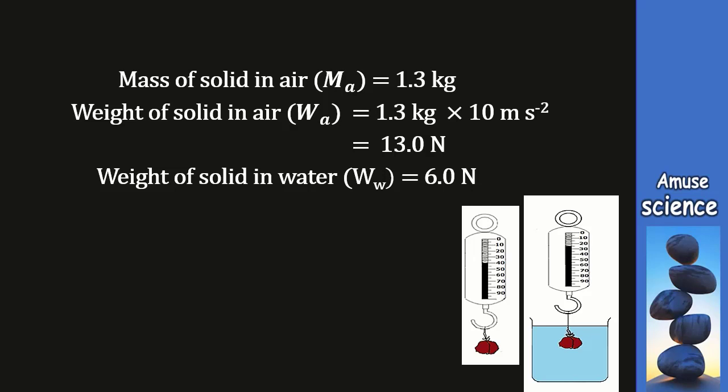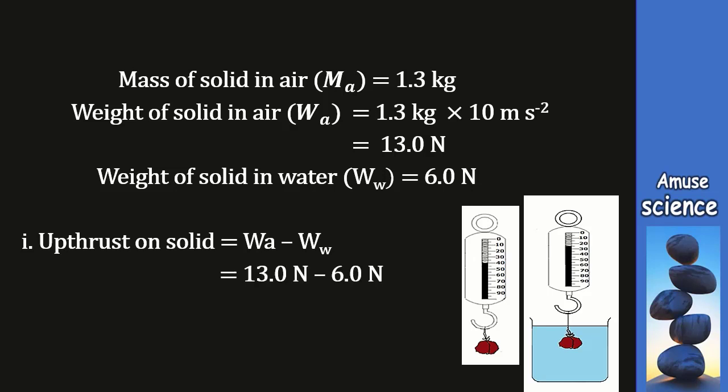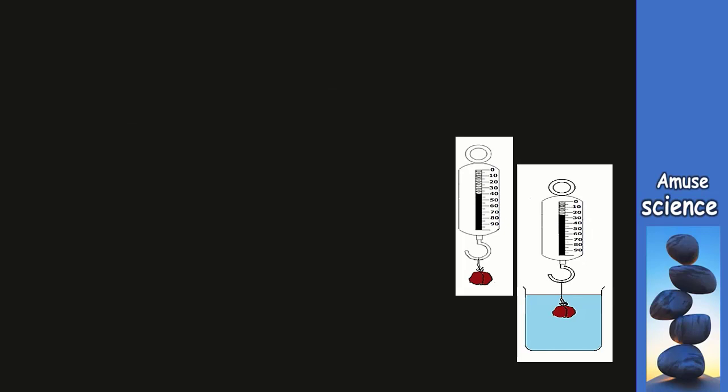Our first task is to calculate the upthrust on the solid, which is very simple because we know that upthrust on the solid is equal to weight in air minus the weight in the water, which is 13.0 newtons minus 6.0 newtons, giving us 7.0 newtons. So this is the upthrust on the solid. The second question is for us to calculate the volume of the solid. Throughout our presentation today, we have looked at how to find the volume of the solid. And it's the same thing we are going to do here.